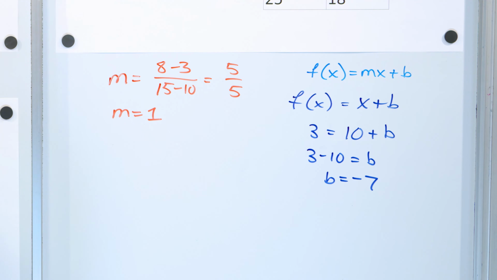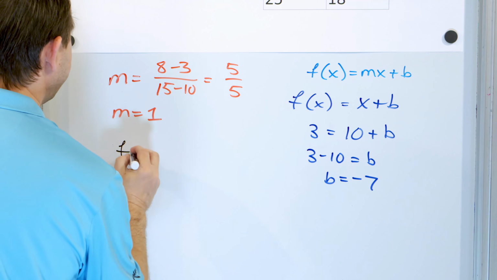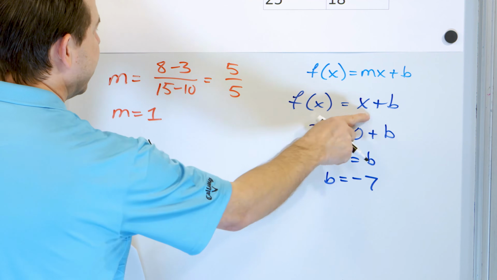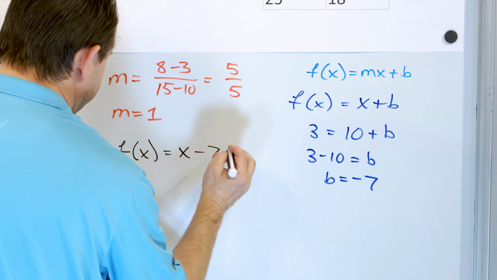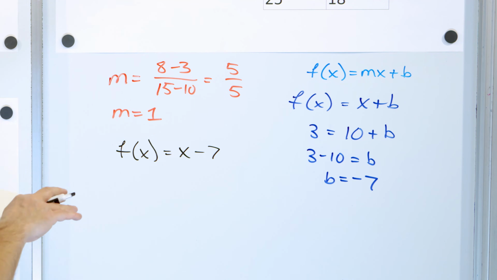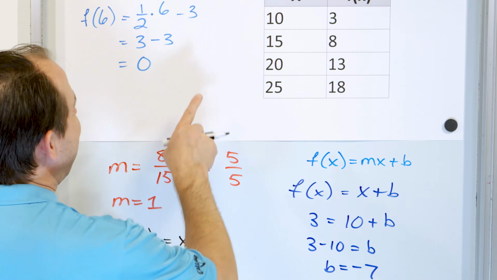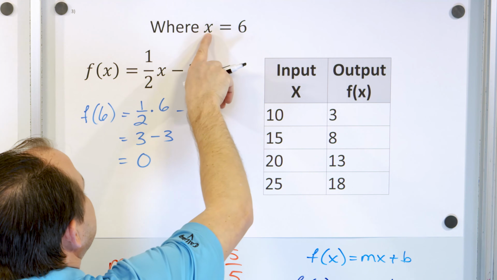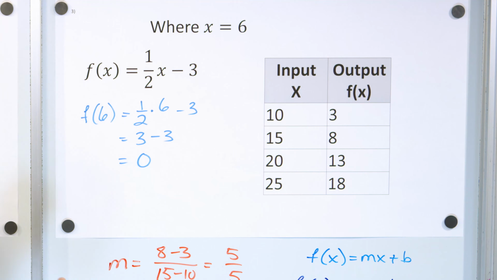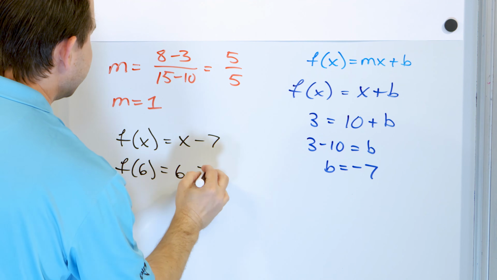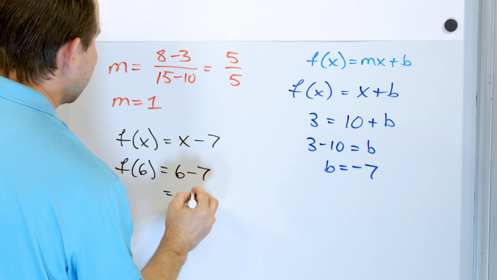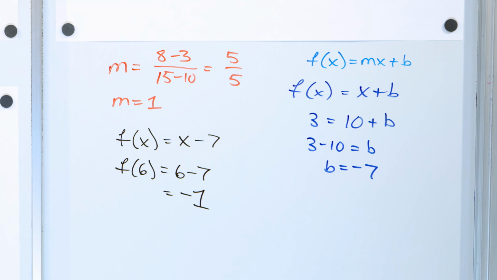Now all of that work was just to help us figure out what that function actually is. mx plus b, the slope is 1, times x plus b, which is -7. So the function is x minus 7. And then we're trying to figure out what the value of that function is when x is equal to 6. So let's put the value of 6 in here. You get 6 minus 7, and so the output there is -1.